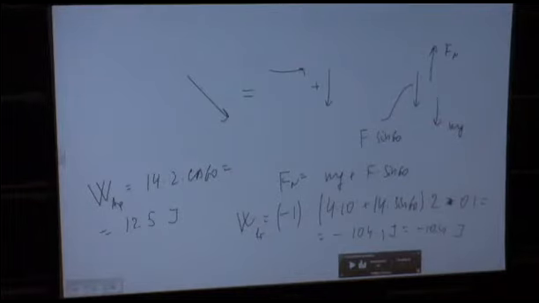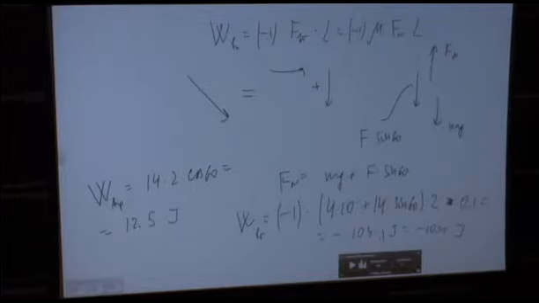The coefficient of friction. So again, -1 times the frictional force times distance traveled, -1, coefficient times normal times distance traveled.